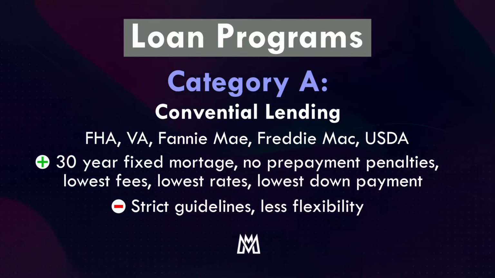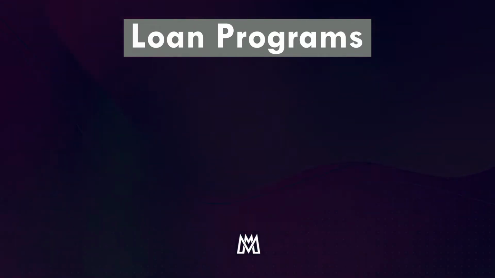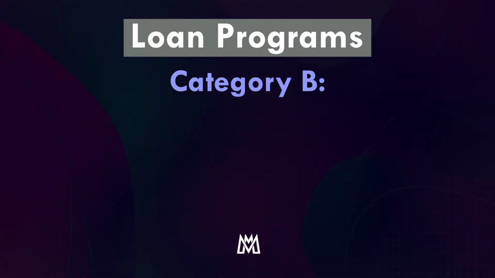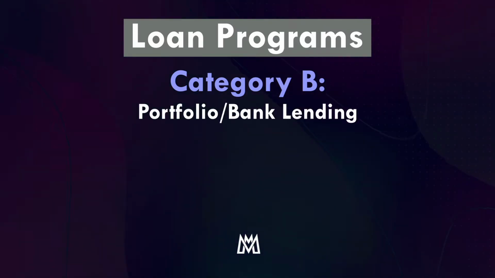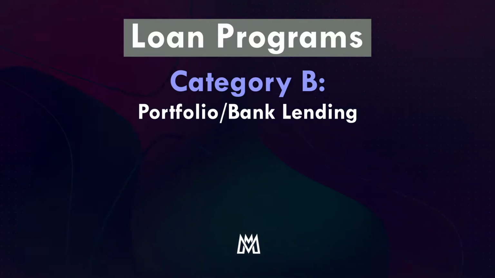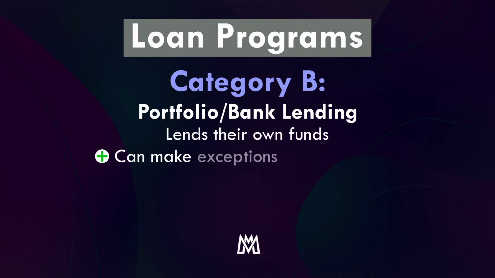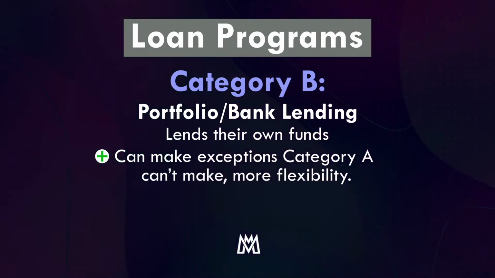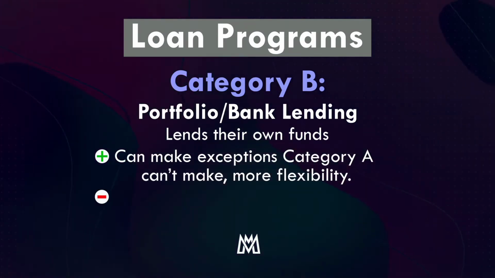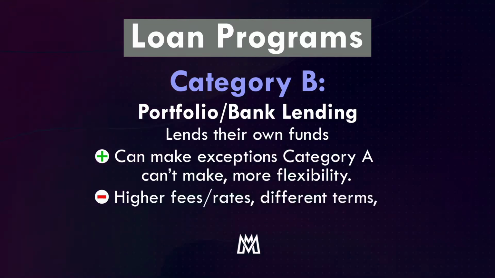In certain cases, it makes sense to look at Category B. Category B is what we call portfolio lending or bank lending. This is where a financial institution, such as a bank, gets to lend their own funds. In lending their own funds, they also get to determine their own underwriting guidelines. What's in, what's out. They determine their own risk. This is a positive because oftentimes they can make certain exceptions that Category A is not able to make. However, in this category, it could be higher fees, rates, or different terms on the mortgage.